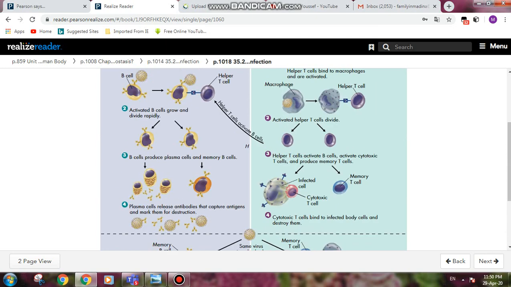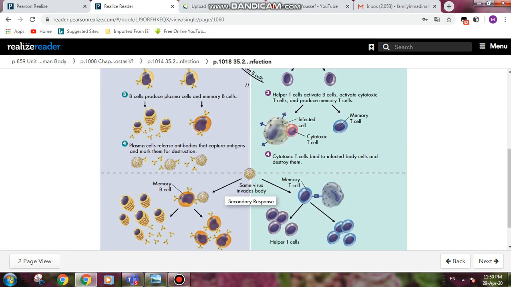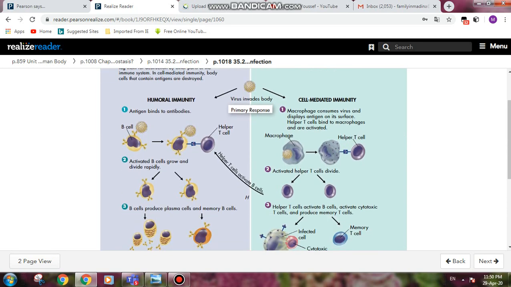After we have revised humoral immunity, let's see the cell-mediated immunity. As I gave you a hint before, the T lymphocytes are the cells responsible for cell-mediated immunity. So whenever a macrophage, which is one of the immune cells, consumes or attacks the virus and displays the antigen on its surface, the helper T cells bind to the macrophages and are activated.